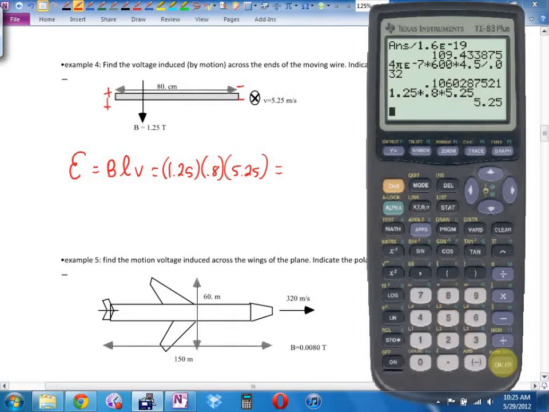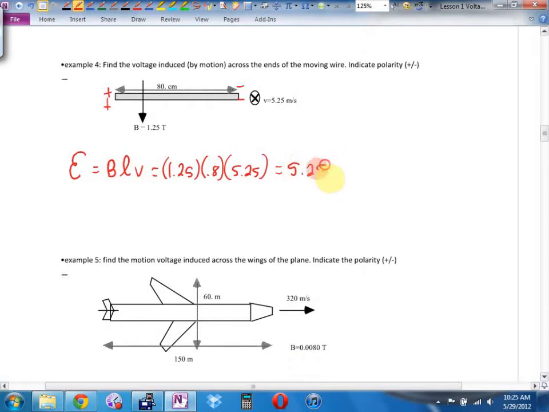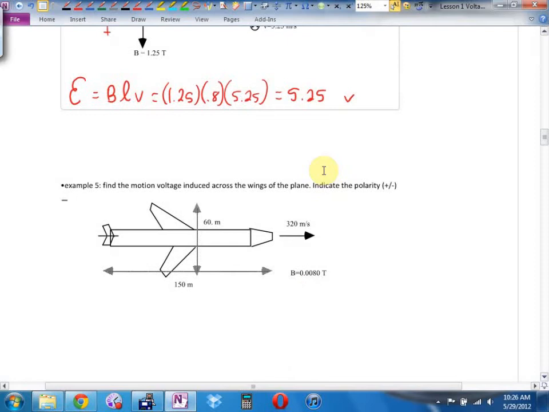Do you get 5.25 volts? So where was this used? Well, believe it or not, airplanes can generate a voltage because airplanes are traveling perpendicular to the Earth's magnetic field. When you're nice and high up, the magnetic field is fairly vertical because it's already starting to curve back to the Earth.